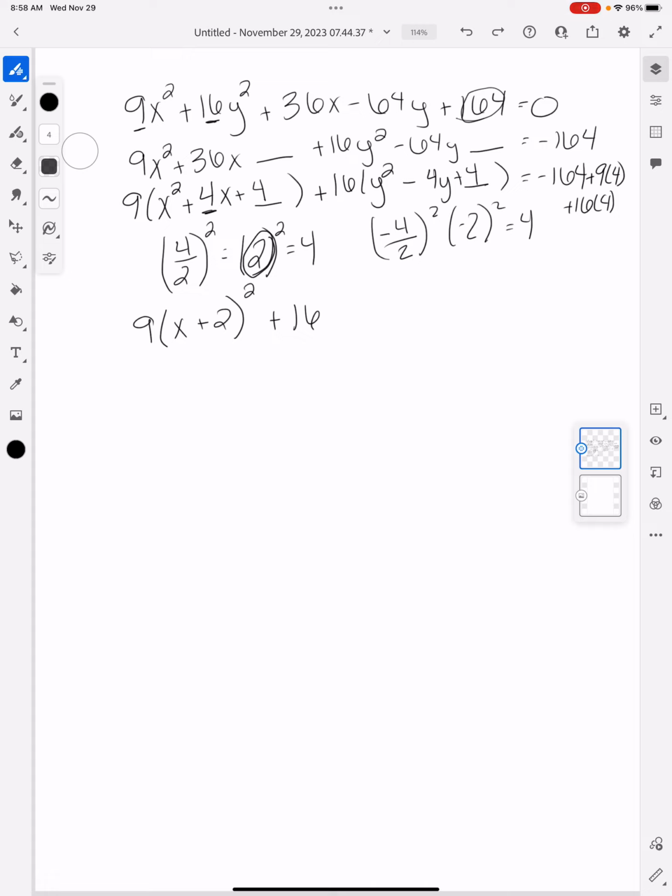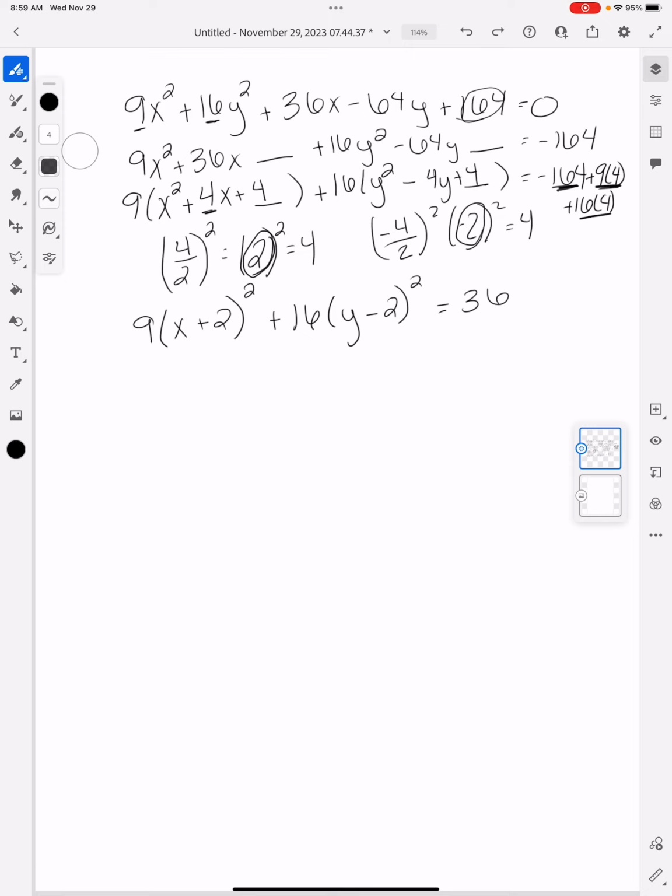Notice how this is a plus. When I'm looking at this term and this term, I'm adding them together, and that's because it's going to be an ellipse. Then remember, your hint here is to look at this number, and that's negative 2, so minus 2 squared, and then I've got to do the math and say, okay, what is negative 164 plus 9 times 4, plus 16 times 4. When I do all of that, I get 36.